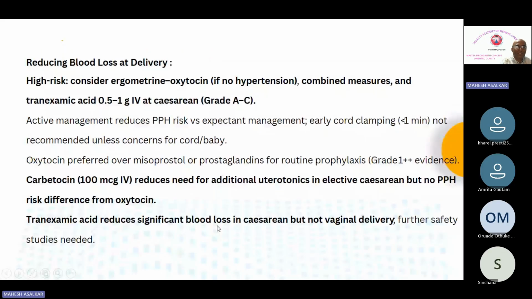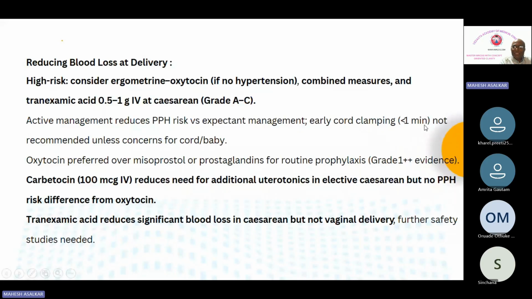This also we have seen. Okay, reducing the blood loss further, we go ahead. High risk women, you may consider syntometrine, that is ergometrine plus oxytocin. Okay, and during caesarean section, tranexamic acid can also be used. Then active management reduces the PPH risk versus expectant management.